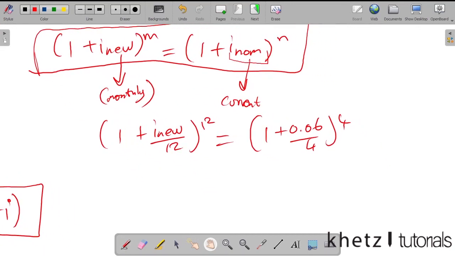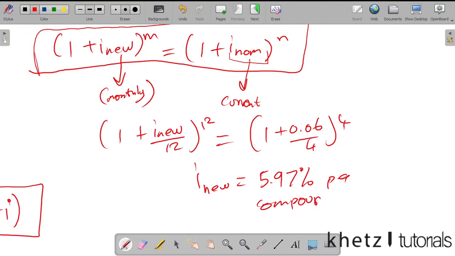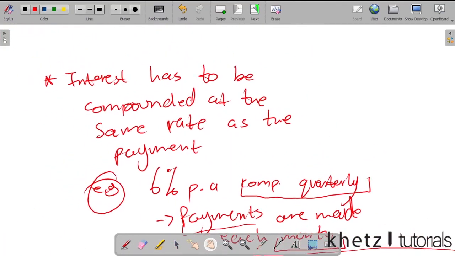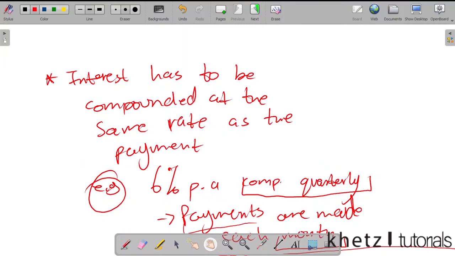Now all that's left is just basically to do the math, and the answer which you should get, you can just test yourself. The answer which you expect in this case should be 5.97% per annum compounded monthly. Now this would be the actual percentage that you'd use in the formula, because we want our compounding period to match the regularity or the frequency of payments.